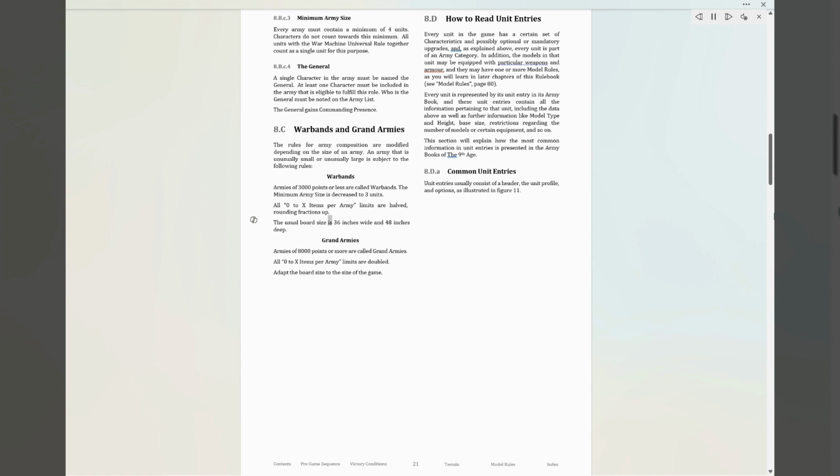The usual board size is 36 inches wide and 48 inches deep.